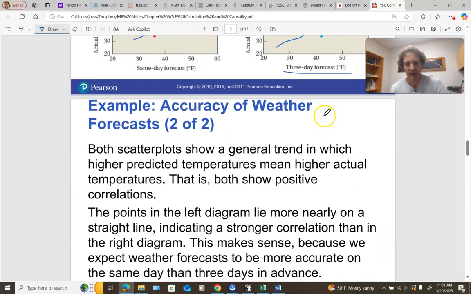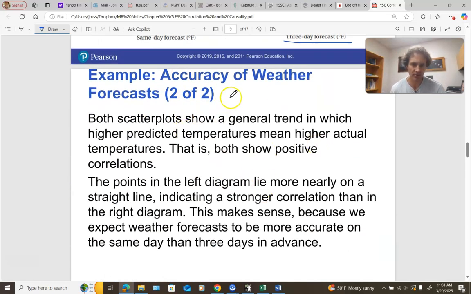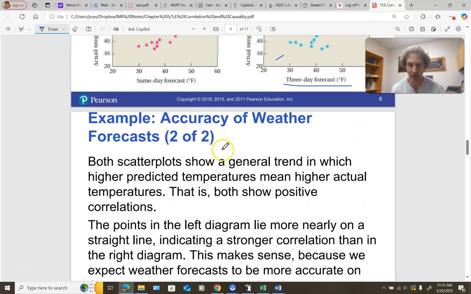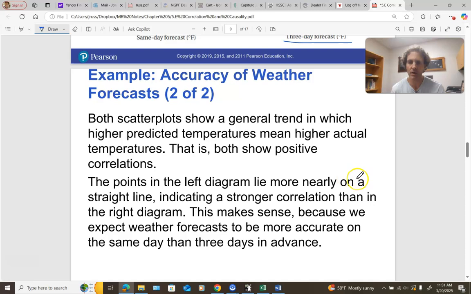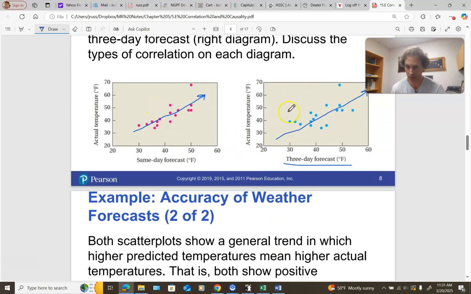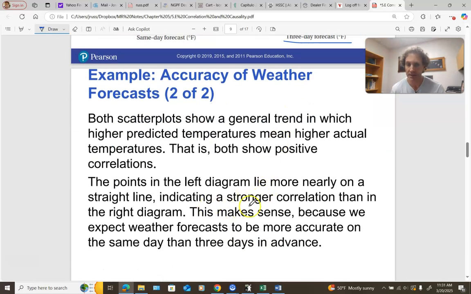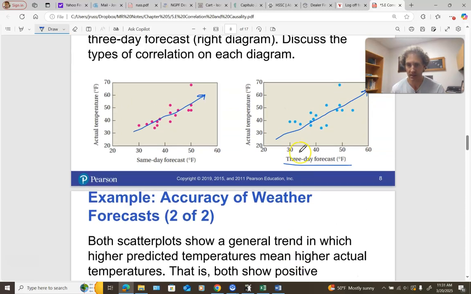So, but anyway, let's read this. This really just mirrors what I just said. It says both scatter plots show a general trend in which higher predicted temperatures correspond with higher actual temperatures. That is, both show positive correlations, and we saw that. The points on the left diagram lie more nearly on a straight line, indicating a stronger correlation than in the right diagram, and we noticed that as well, didn't we? This makes sense because we expect weather forecasts to be more accurate on the same day than weather forecasts that are made 3 days in advance. Okay.